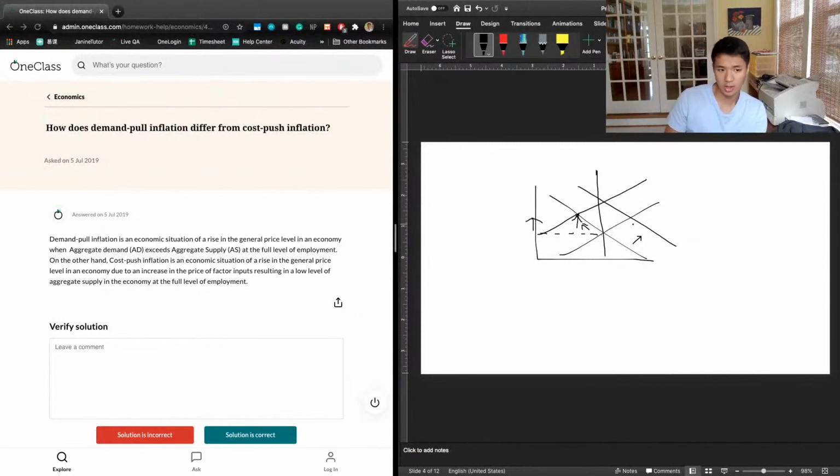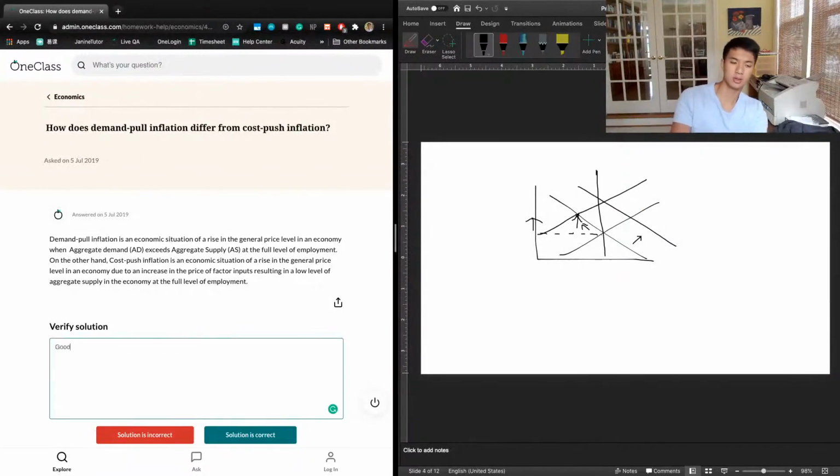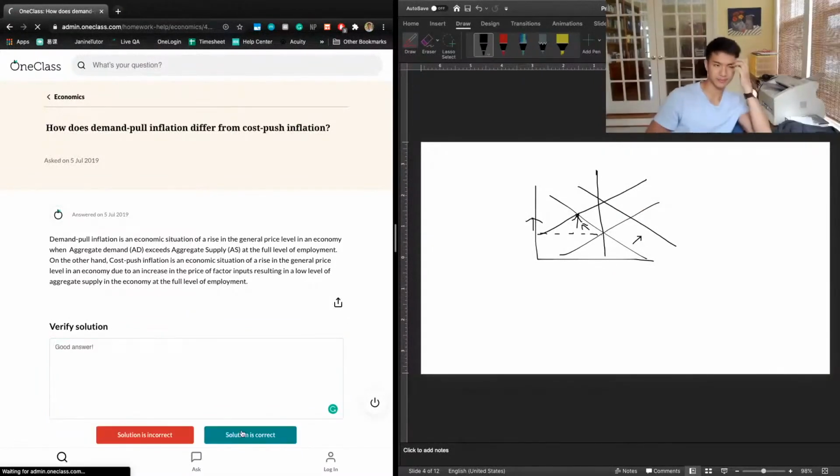On the other hand, cost push inflation is an economic situation where there is a rise in the general price level in the economy due to an increase in the price of factor inputs, so increasing cost of production, which results in a low level of aggregate supply in the economy at the full level of employment. And so that's what we see as a leftward shift in supply. So this is great, good answer, and we're going to verify that as correct.